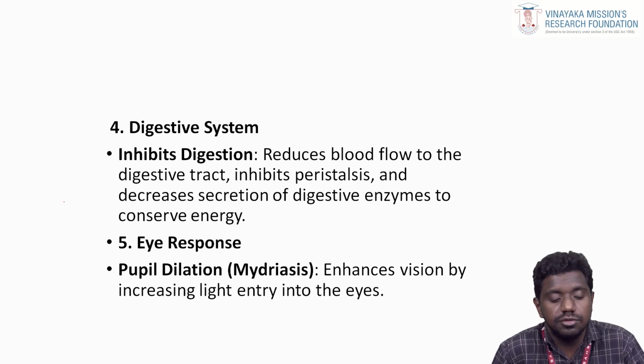And then the digestive system: it inhibits digestion. Digestion is not important, for example, if a dog or any other danger is approaching us or we are running, at that time digestion is not important. So our body automatically inhibits the digestive system and reduces the blood flow to the digestive tract, inhibits peristalsis and decreases secretion of digestive enzymes. The sympathetic nervous system does this because digestion is not essential during stressful situations.